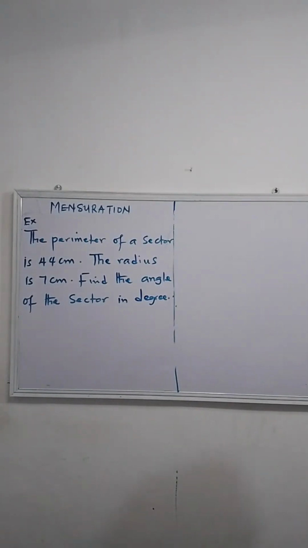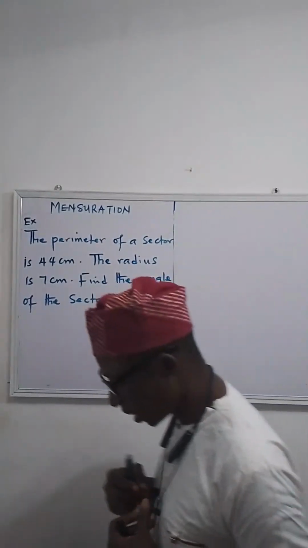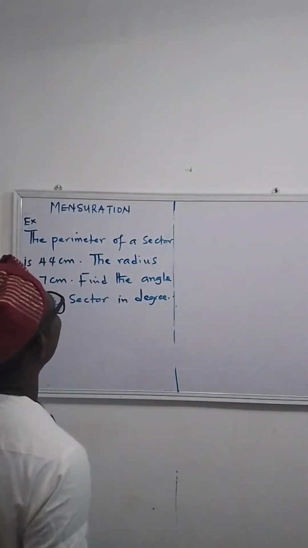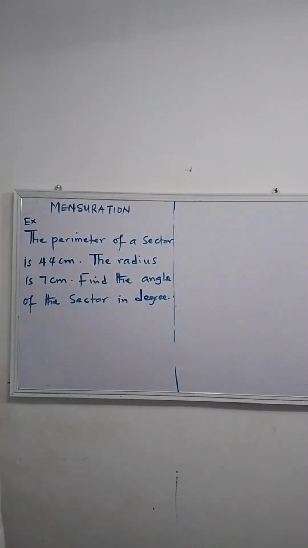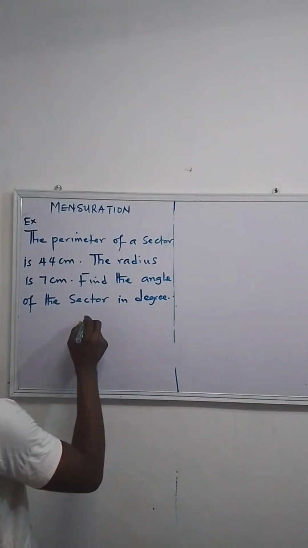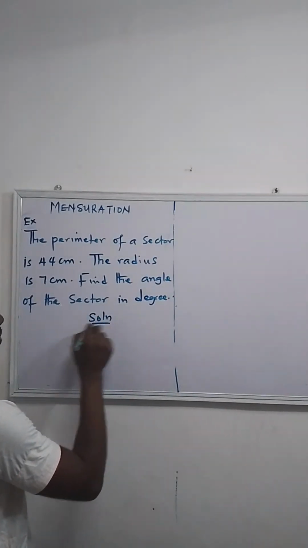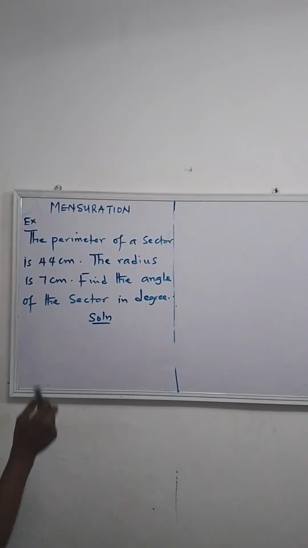Okay. Now let's look at the problem together. Let's see what we have for this. Now the perimeter of a sector is 44 centimeter. Now the radius is 7 centimeter. Find the angle of the sector in degree. Alright, so how do we do this? Now look at it. The perimeter of the sector has been given.